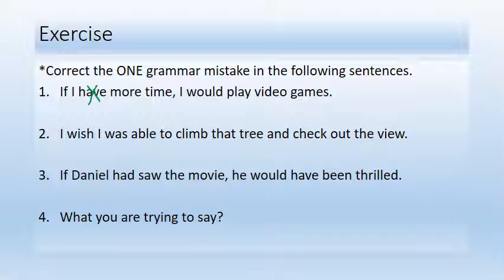I wish I was able to climb that tree and check out the view. It's a wish, and of course it's a conditional. We cannot use was, we use were. I wish I were able to.